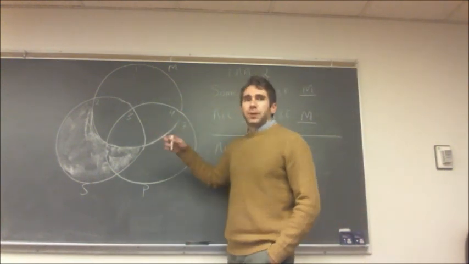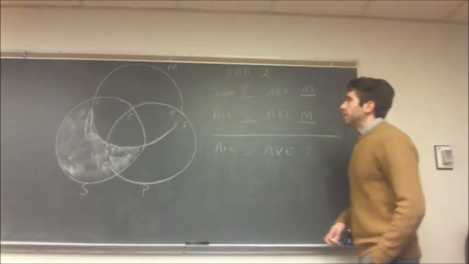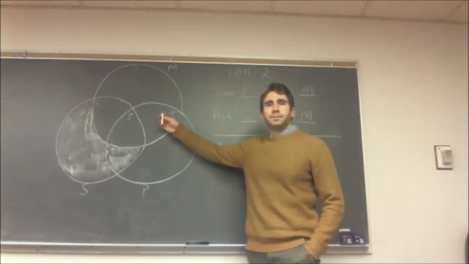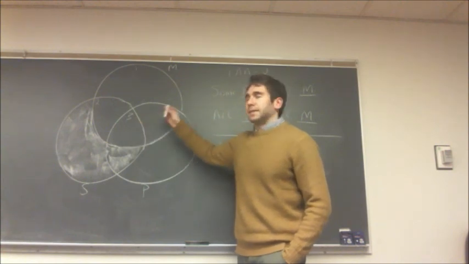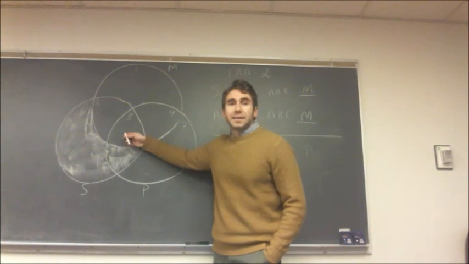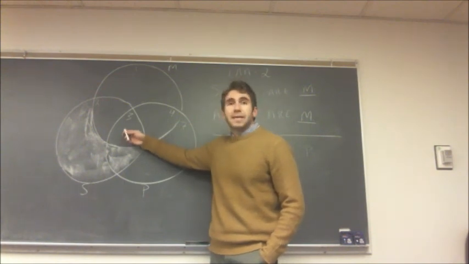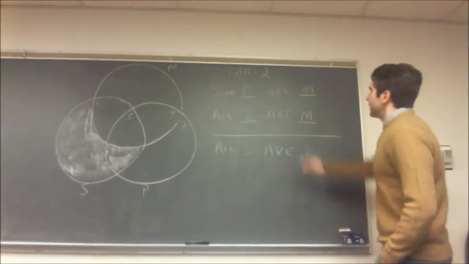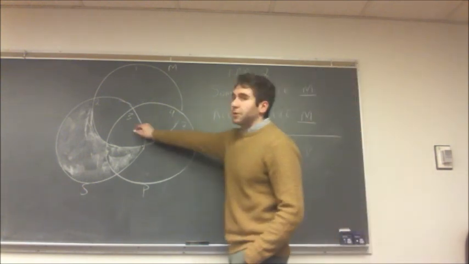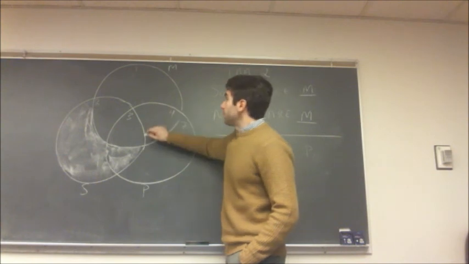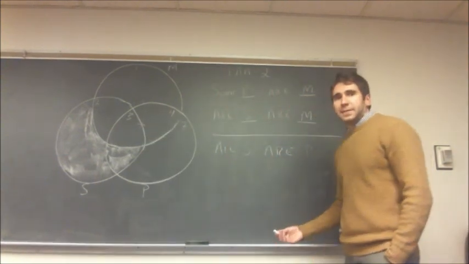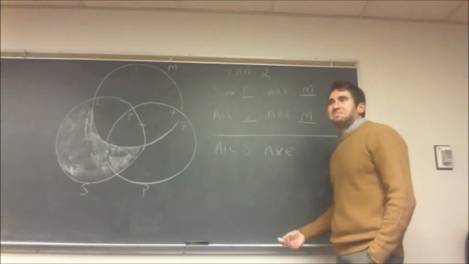Think about section 4. If that object were there, it would be both P and M as well, right? But these are different possibilities. If it's here, then it's P and M, but it's not S. But if it's here, it's P, M, and S. But this is consistent with either of those possibilities. So since the X could go here, or it could go here, we're going to put it on the line in between. Does that make sense? I hope.